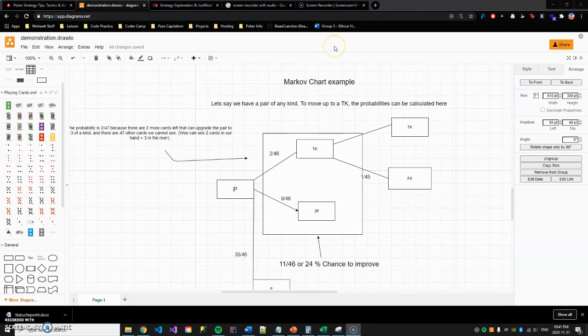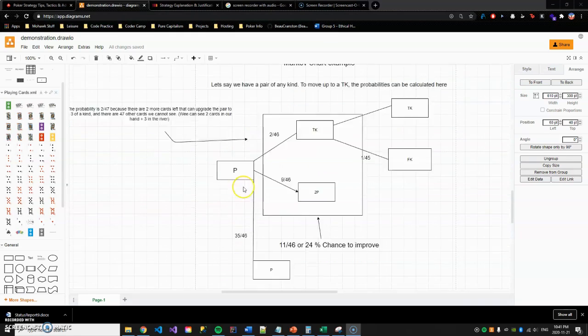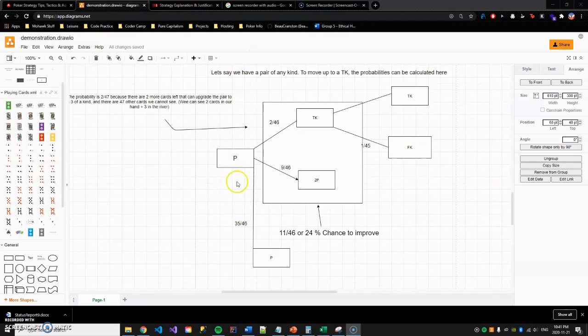So a Markov chart is very good at showing this, right? We have a pair, and we can see the percent chance we have of moving up. This row right here is when the river has 3 cards, and then the river adds a card. That's why it's at a 46, because there are 6 cards that we currently know of, 2 in our hand, 4 in the river, and then this is when there are all 5 cards in the river. In this situation, we know that there's a 24% chance to improve, because it can go to 2 pairs, or it can go to 3 of a kind.